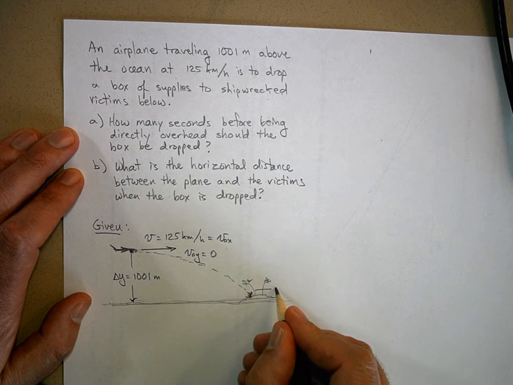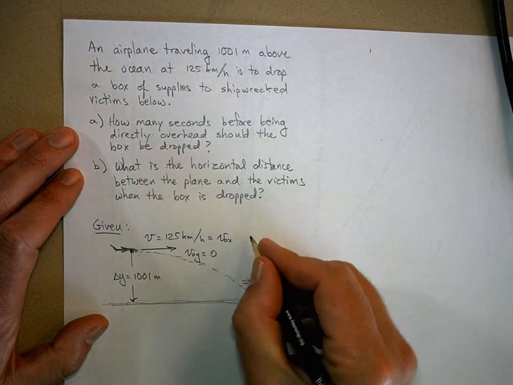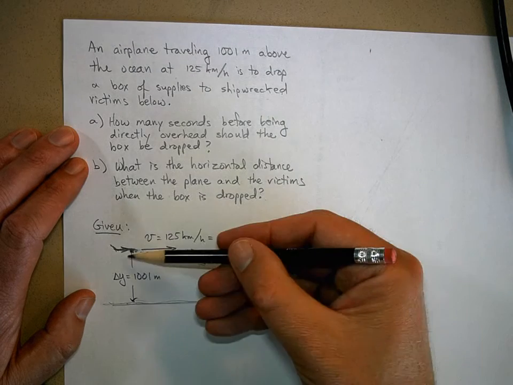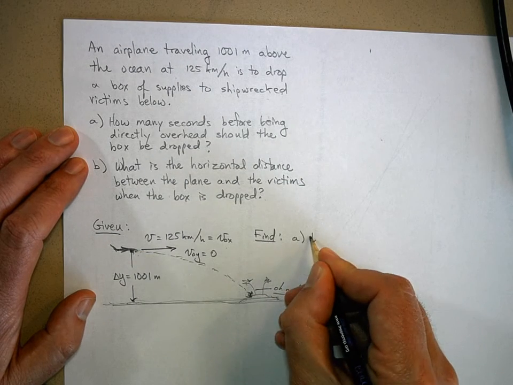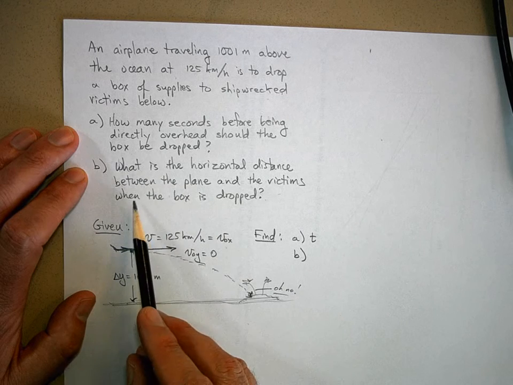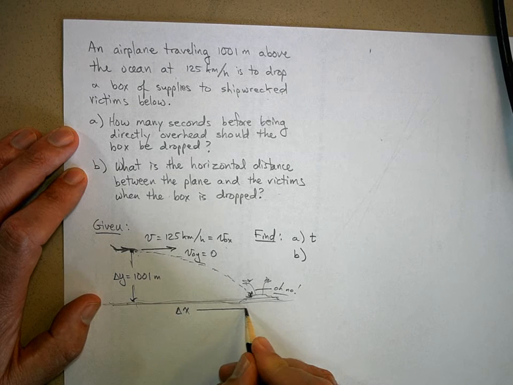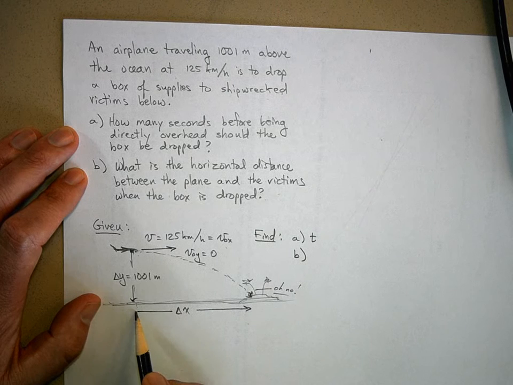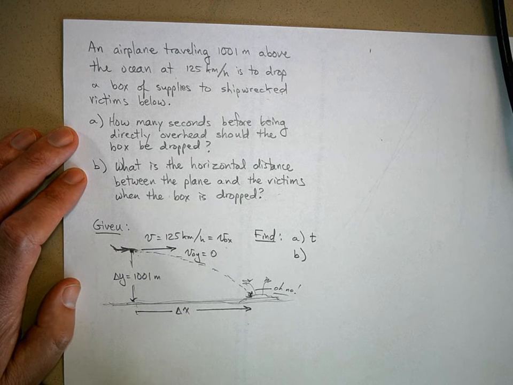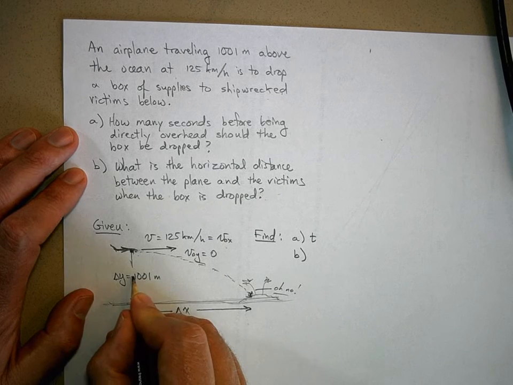So what are we trying to find here? We want to know the time it takes for this to fall. And then for part B, we want to know what's the horizontal distance between the plane and the victims when the box is dropped. So here's when the box is dropped. So really we want to know delta x. From here, where the box was dropped, it goes this far. And what do we know about delta y? Really, it's 1,001 meters, but it's really down. So we got to make that negative.